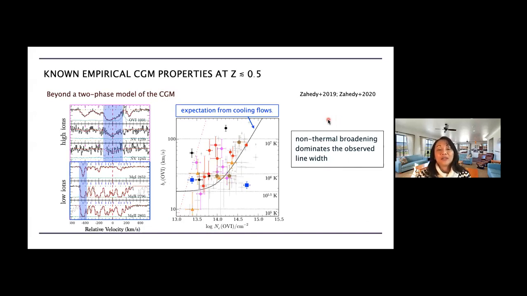So certainly the idea of the two-phase model is likely simplified. We certainly expect that there's more than just two phases. And that's already evident from a few systems that we have seen so far. When we look into the comparison between O6 and magnesium 2, the very different kinematic profiles that we see, and also the large line width in the O6 absorber, certainly highlight that there's an additional phase. And not only that, but non-thermal broadening may be driving the line width of these features.